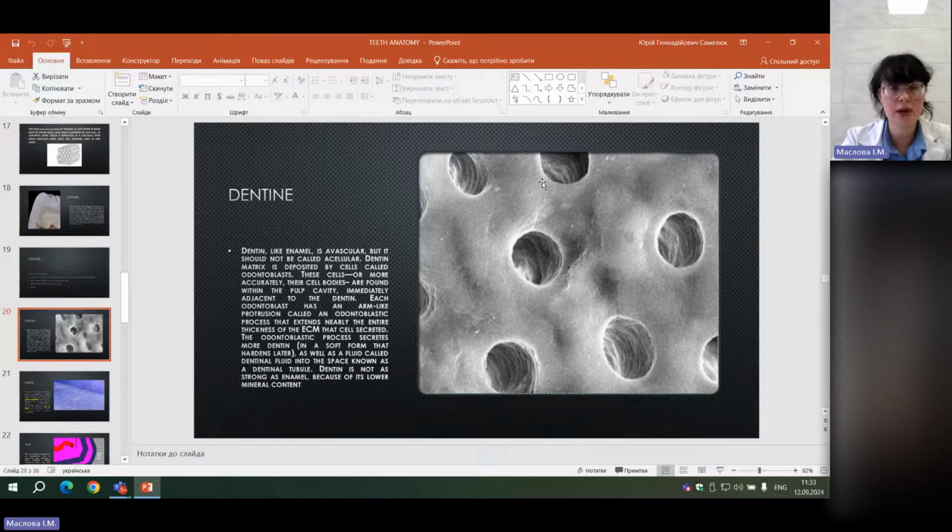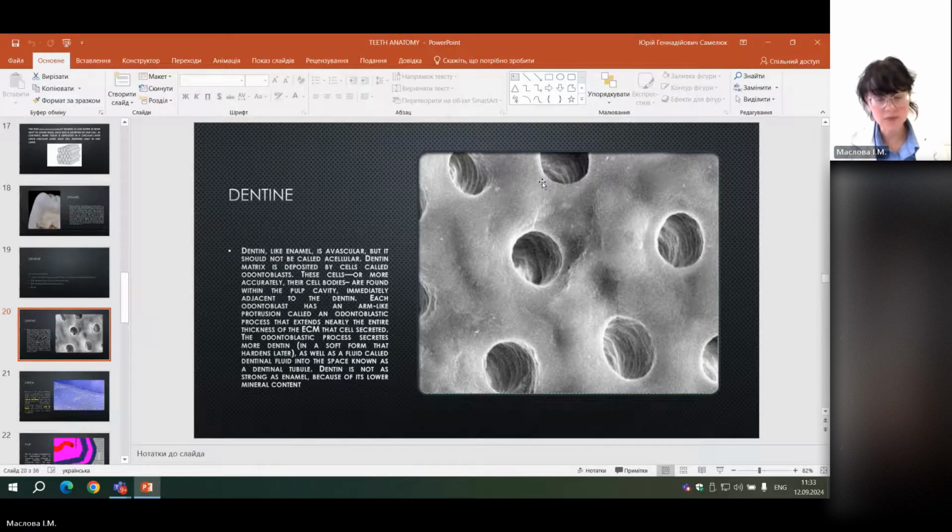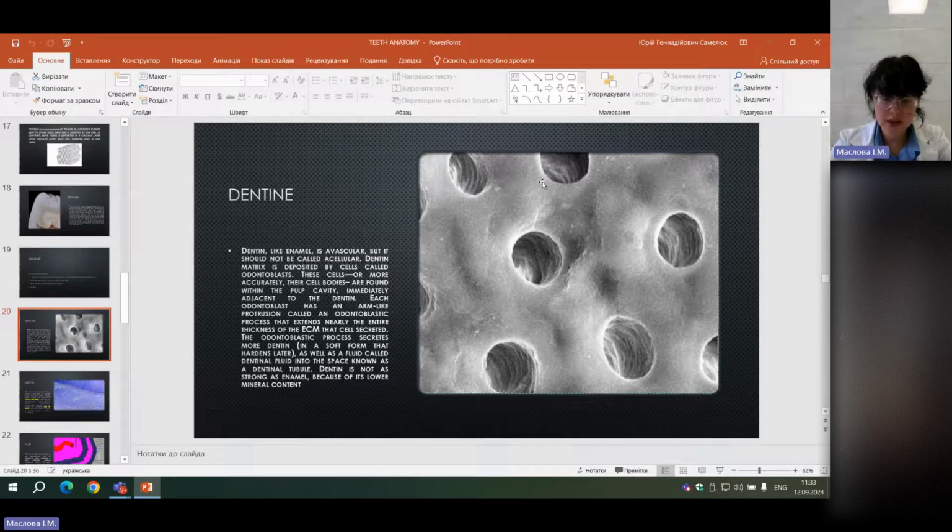Dentine is not as strong as enamel because of its lower mineral content: 70% mineralized material, 20% organic material, and 10% water. You can compare this in enamel.